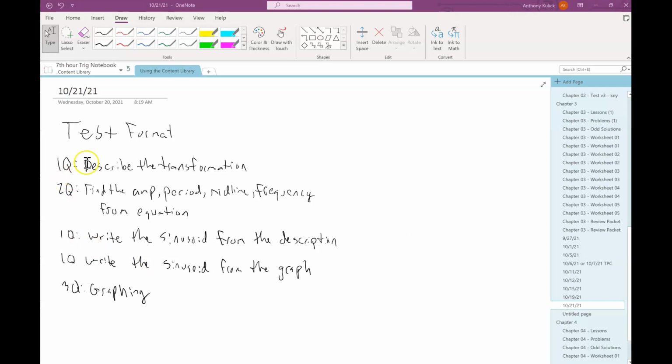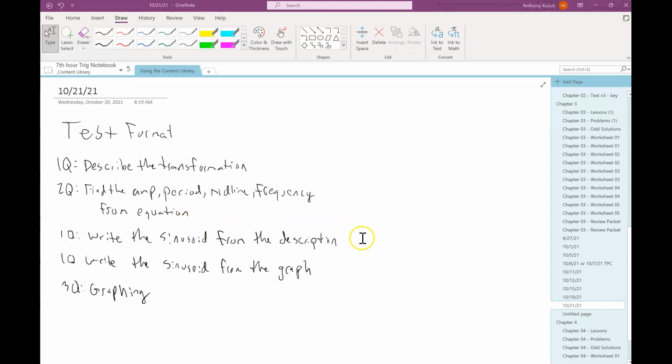You have one question where I ask you to describe the transformation. I'll give you the equation, and you say, oh, it's reflected across the x-axis and vertically stretched and shifted left 6 units or whatever. I'll have 2 questions where I ask you to find the amplitude, period, midline, frequency from the equation. Again, we'll give you the equation, and you just have to use your formulas to figure out the period, midline, frequency, etc.